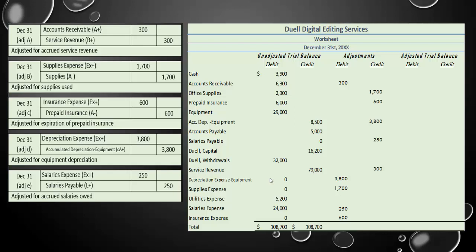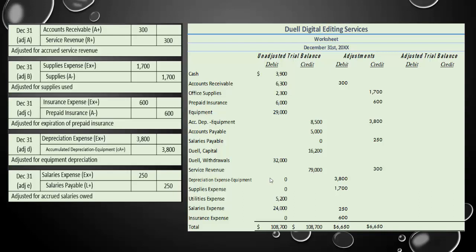So we just transferred all the numbers from these 5 entries into the adjustment section of our worksheet. And when we total that all up, we're going to come up with debits of $6,650 and credits of $6,650, which is good. It's exactly what we want. So we know that our adjustment section equals out. Now we need to turn our unadjusted balance into an adjusted balance. So let's go account by account.